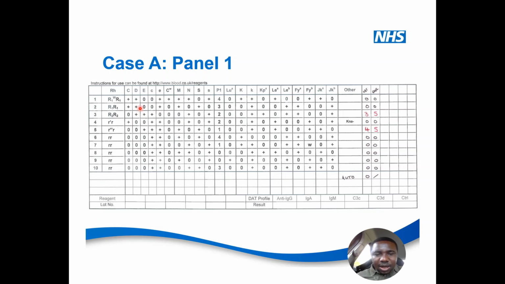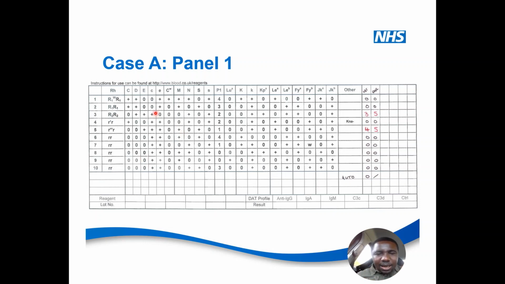Because look at it: 0, 0, 0, 0, then you have plus, then you have 0, then you have 0, then you have plus, then you have plus, and the rest is 0. You can see after this, the rest is 0. So it matches E. At the moment, we know it's likely to be anti-E. But let's continue as though we don't know.